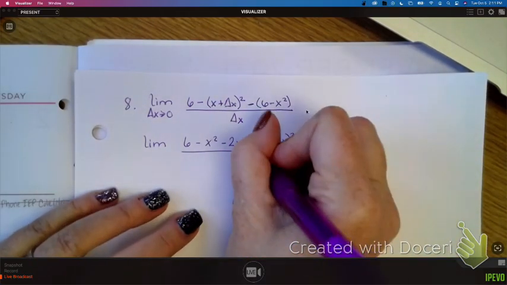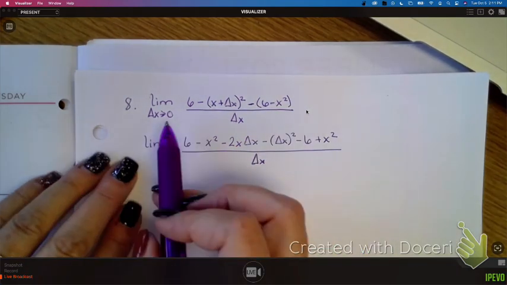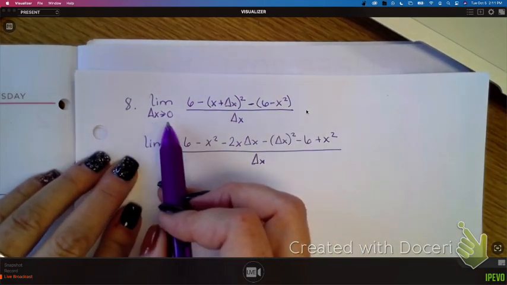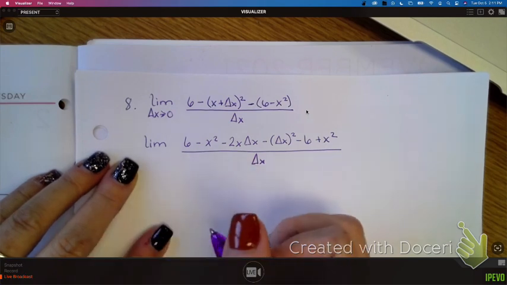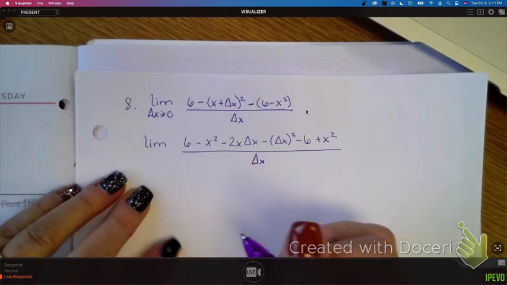Now, I will tell you guys that when I do my work, I usually don't write the change of x approaches 0 every time, but I do write the limit. Can we do that? Yeah, but you do need to write the limit because you haven't taken it yet.